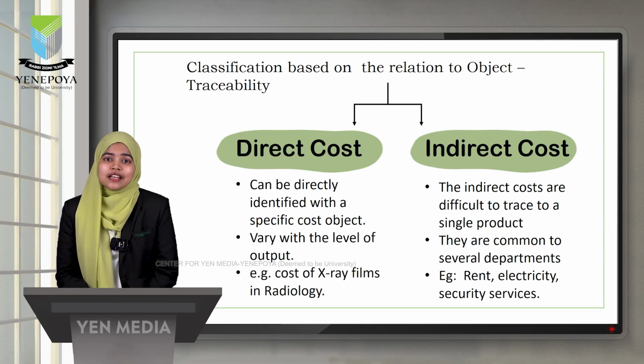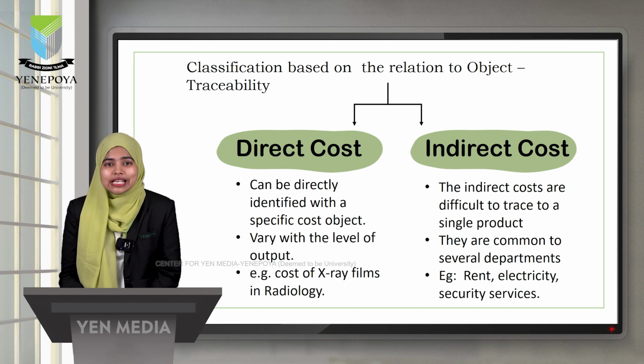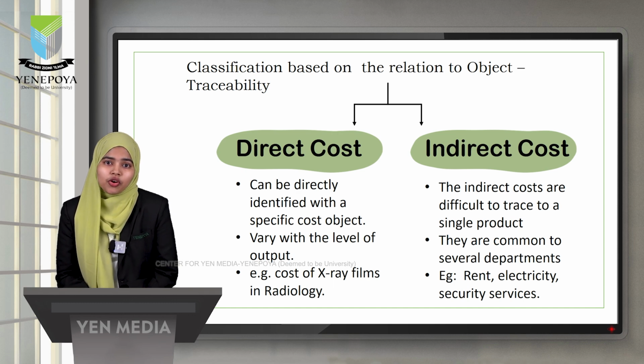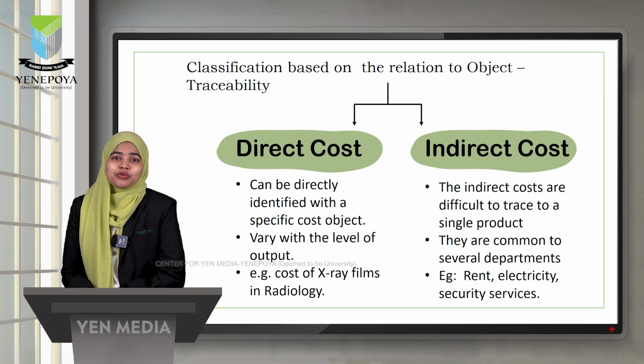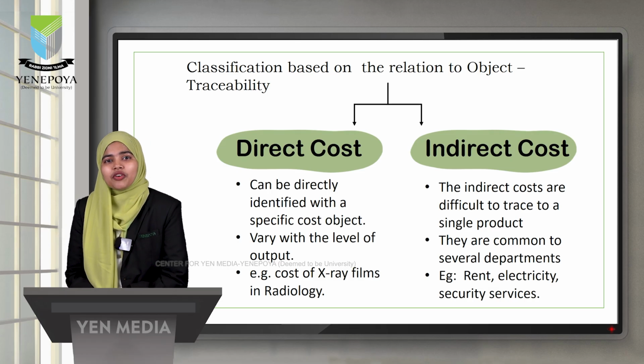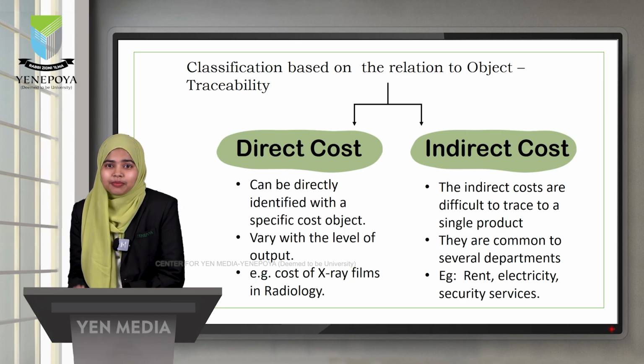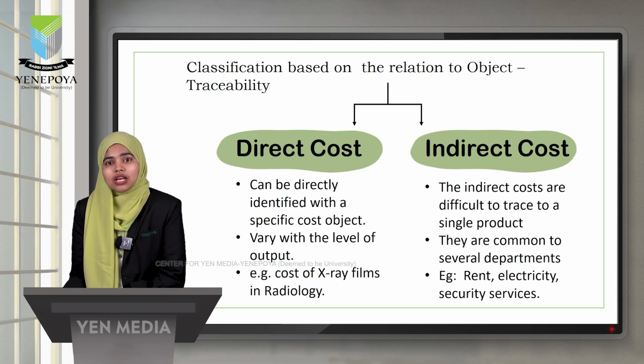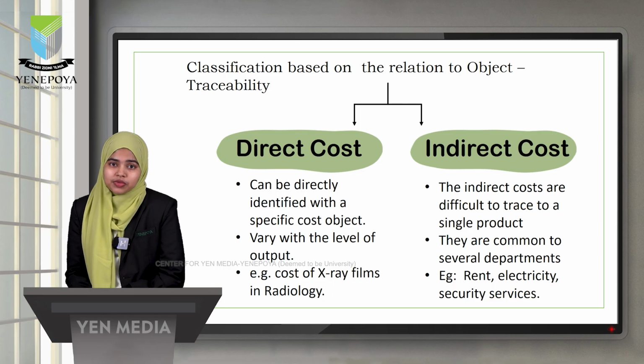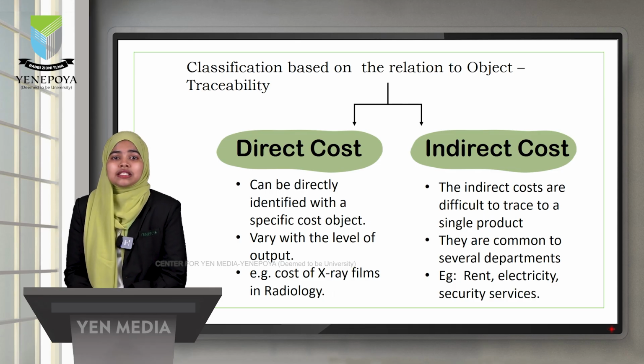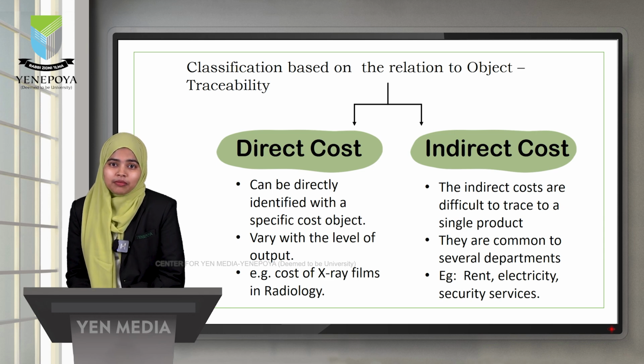The first basis is traceability, which simply means how easily we can trace a cost to its cost object or activity. There are two main types of cost classification based on traceability, that is direct cost and indirect cost. Direct costs are those costs that can be clearly linked to a specific product, service or department, or simply any cost that can be easily or conveniently traced to a cost object, like direct materials and direct labor. For example, the cost of X-ray films in a radiology department can be directly traced to that service.